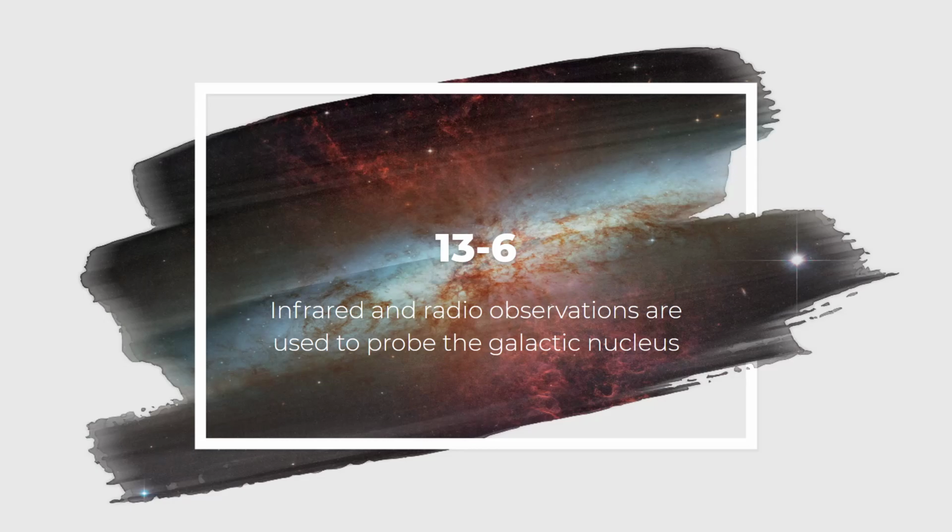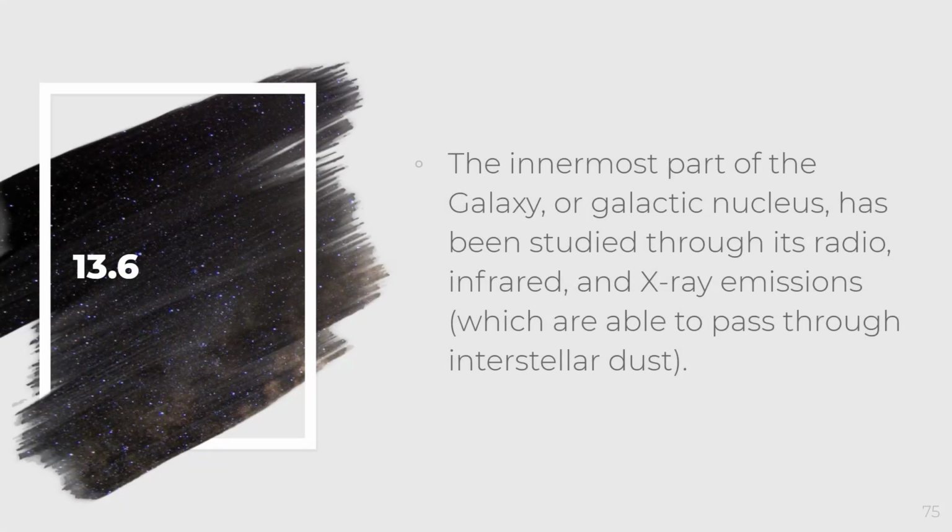Infrared and radio observations are used to probe the galactic nucleus. So we know the first section for this week talked about dark matter, and we know that there's mass missing. The second thing we just went through talked about the arms in the galaxy themselves. How were they formed? What might they be? Are they the density wave model? Did the stars form the arms, or did the arms form the stars? We're not sure. It's one of those two models. So now let's look at the center of our galaxy.